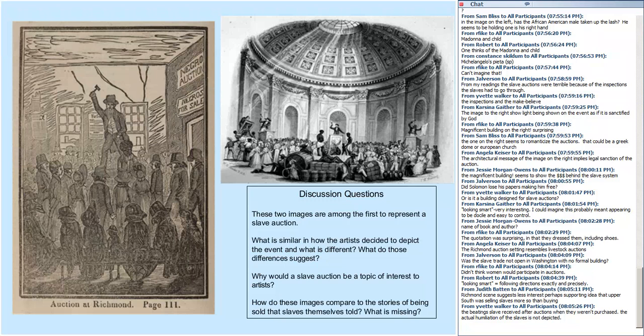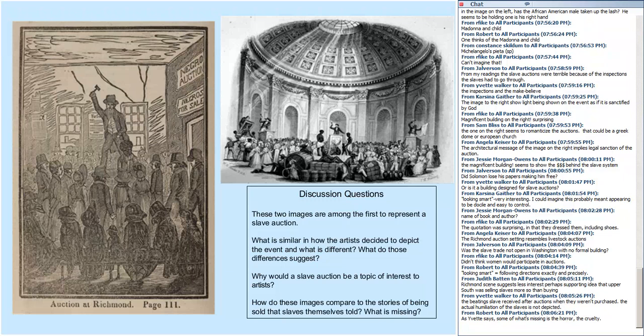And at those events, we know that women were quite typically present. Inside the slave auction rooms, in a place like Richmond, that was much less common, and it would be rare for women to be there. It was usually slave traders and a few planters. And in response to your question about what's missing, Yvette writes that the beatings the slaves received after the auctions when they weren't sold, and of course these images do not depict the humiliation that the slaves suffered. Exactly. What is missing is the horror and the cruelty.